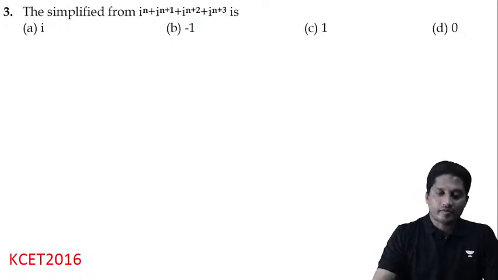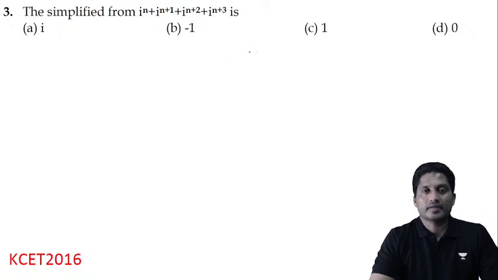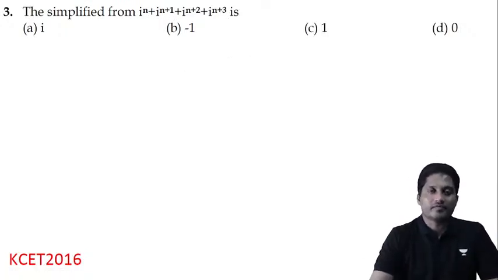What is the simplified form of i power n, i power n plus 1, i power n plus 2, i power n plus 3? See, actually, it's a standard result. The sum of 4 consecutive powers of i is always 0. We know that i square is minus 1.